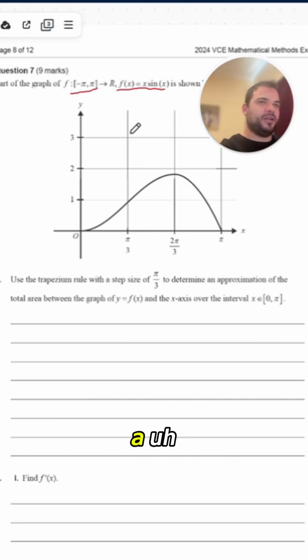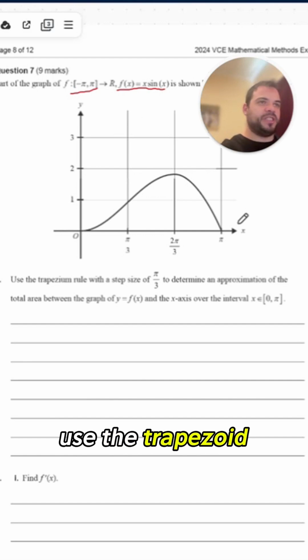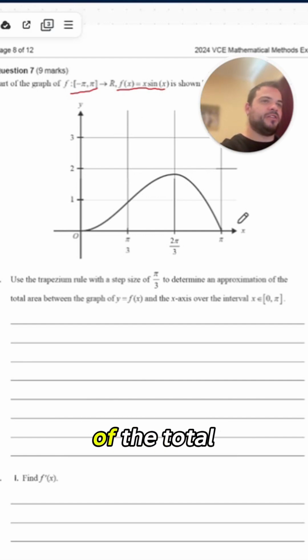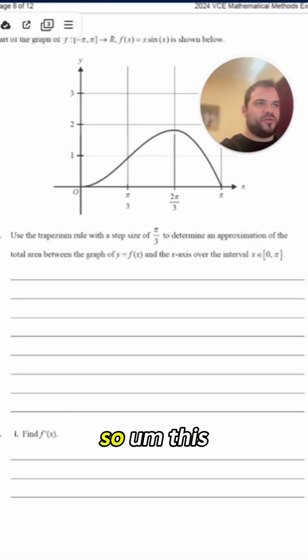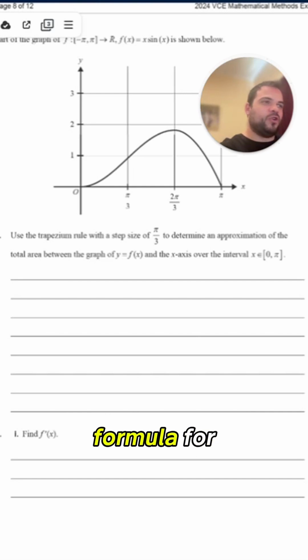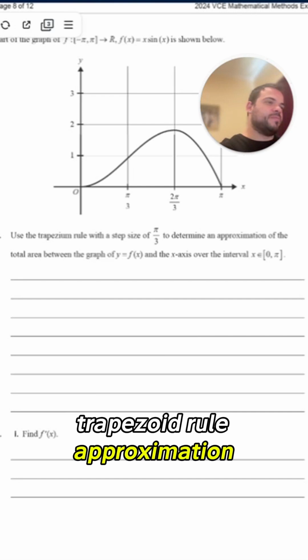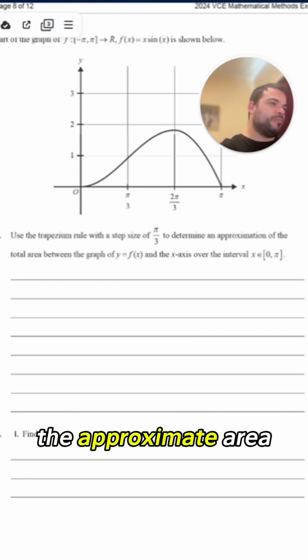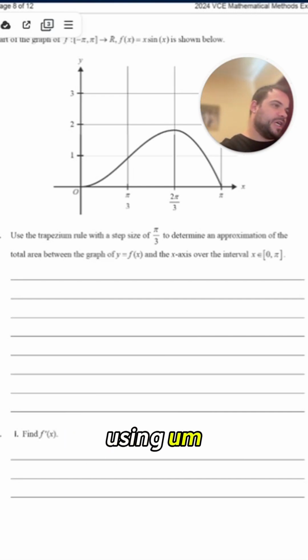In part A, we're asked to use the trapezium rule to determine an approximation of the total area between this graph f and the x-axis. So this is a very standard, essentially integration question. This is calculus, obviously, and in the formula sheet under the calculus section we have the trapezium rule approximation, which gives us how to calculate the approximate area using trapeziums. So the formula is over here.